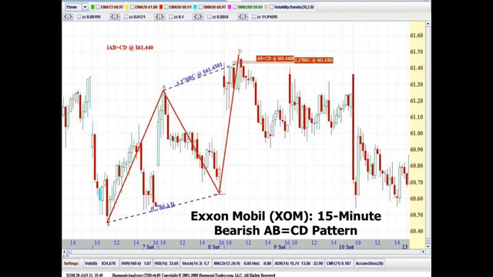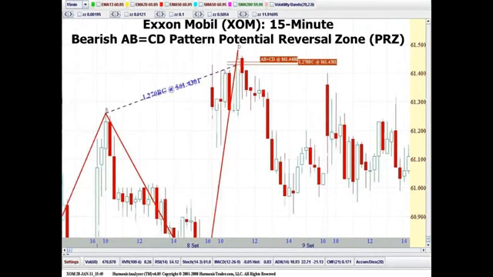The exact AB equals CD pattern completion point itself was at 61.44. That was the highest price level in the harmonic resistance and the most important price level at the pattern completion point. These two measurements converged almost exactly on top of each other in the 61.43 to 61.44 area.